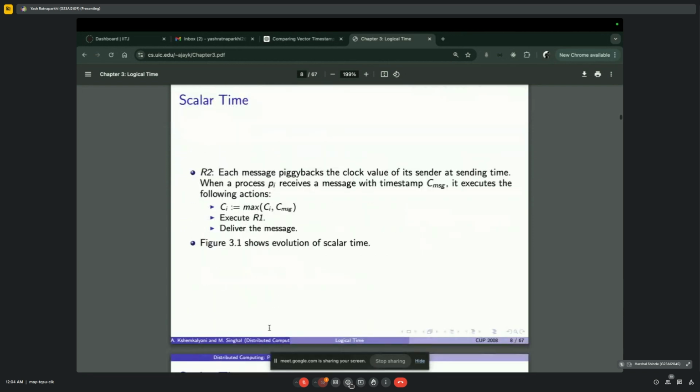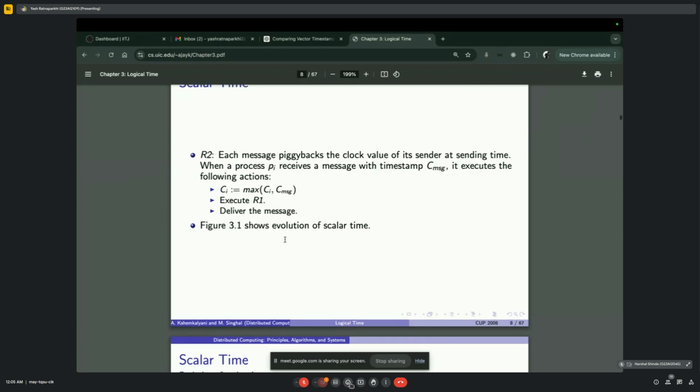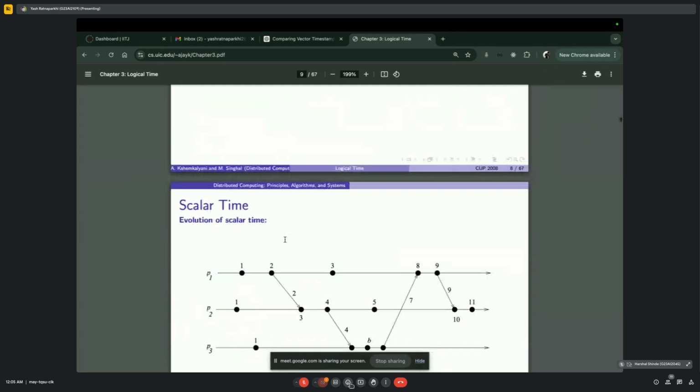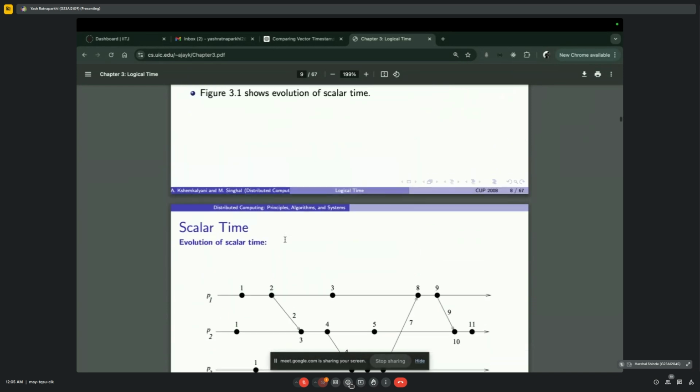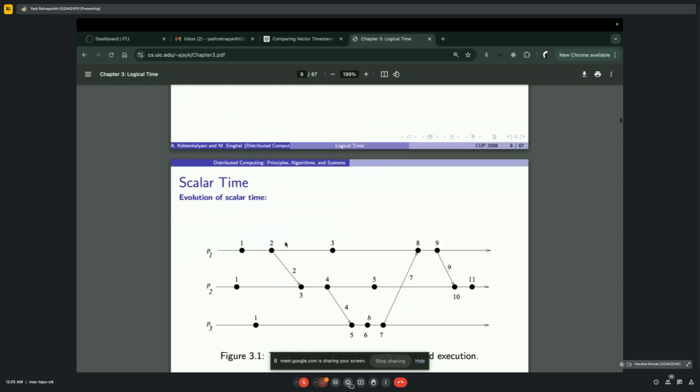So tell me, CI was 1 and C message was 2, so whatever was maximum, 2 was the maximum. Then it executed R1 and it made it 3. This 2 plus 1 is now 3. You understood now?